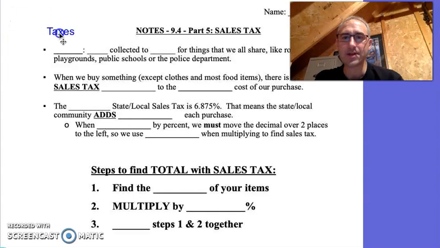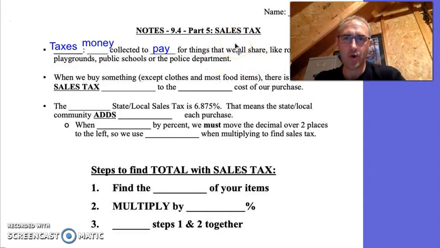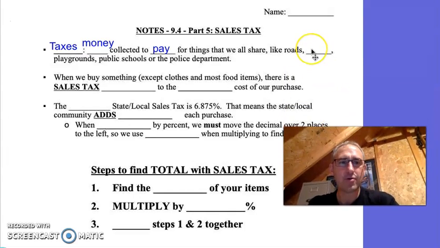So our first blank here is, you guessed it, taxes. Taxes is money that's collected to pay for things that we share, like roads and playgrounds, public schools, police departments, salting the roads, and there's a blank here. What else do you think goes towards taxes?